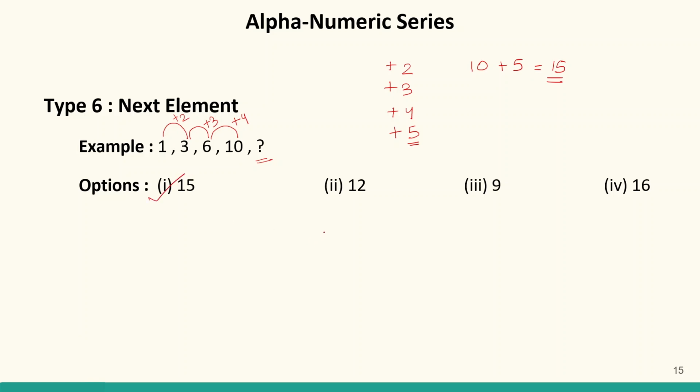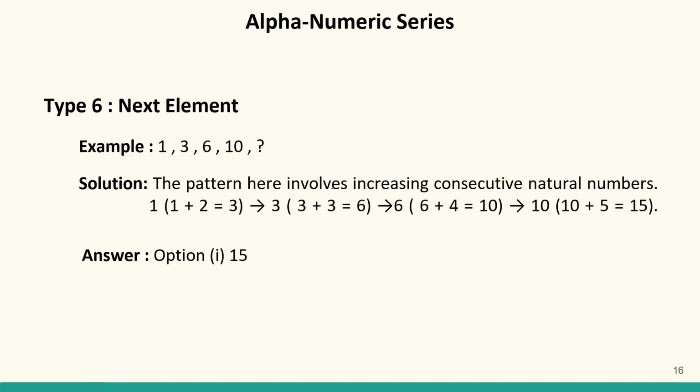Now let's follow the elimination approach. If we follow the elimination approach, we can say that the numbers are increasing. So if numbers are increasing, we can simply eliminate this. Then we have to find the answer between 4 of these. Okay. So this is the solution. You can check it out.